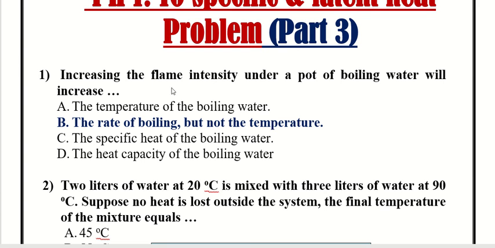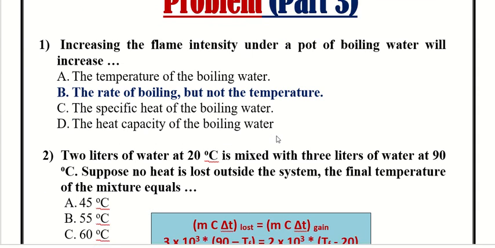Increasing the flame intensity doesn't change the temperature of the boiling water and doesn't change the specific heat or the heat capacity, as they are constant for the same materials, and thus water's specific heat capacity is a constant value. So increasing the flame intensity will increase the rate of boiling but not the temperature.